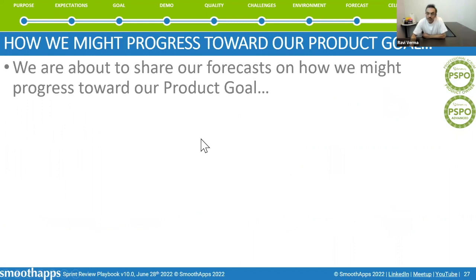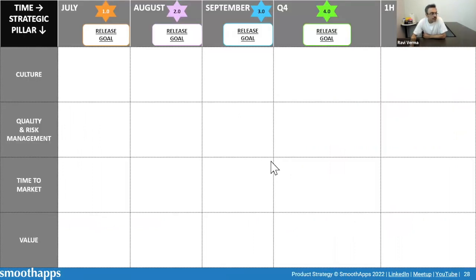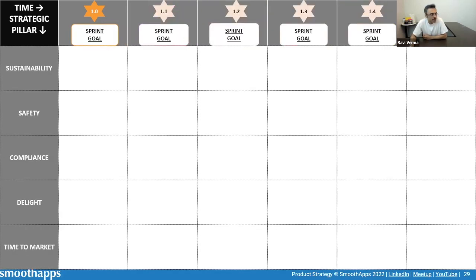How are we making progress towards our product goal? You could share a forecast. We offer you some forecasting frameworks or approaches in PSPO and PSPO Advanced. This is just one of my preferred approaches. You could have a rolling 12-month roadmap. If you want, you can have a 3-month plan. Use a technique, but stakeholders are probably curious. What can I expect? And again, it's not a guarantee. It's not a prediction. It's a forecast.